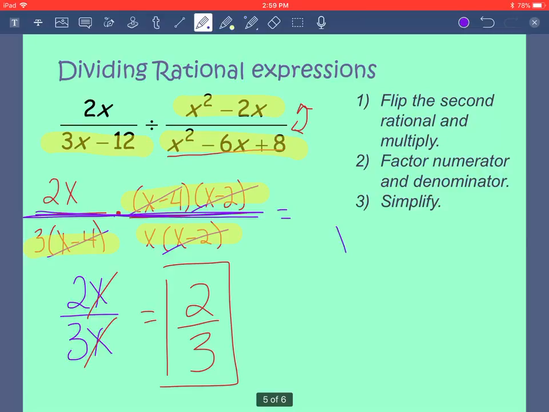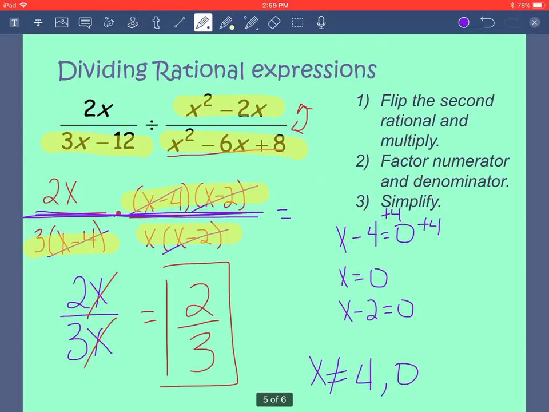So I have x minus 4 equals 0, x equals 0, and x minus 2 equals 0. So here I'll add 4. So one of my excluded values is that x should never equal positive 4. Another one's already worked out, x equals 0, so x should never equal 0. And then this one, add 2, so x should also never equal a positive 2. So I've got 3 excluded values of 4, 0, and 2, and I simplify to get 2/3. So I did copy dot flip from the very beginning.